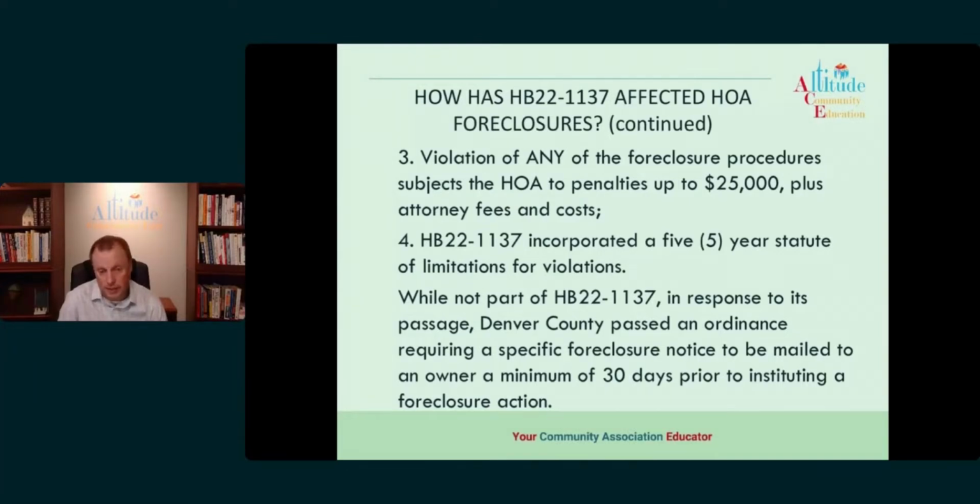So it's easy to see that the attorney's fees and costs might be more than that $25,000 of penalties as well. So if the association were to not follow all of its processes and have an owner sue them or file an answer saying we didn't do it, and the court agrees with them, the association may be on the hook for $50,000 and up.